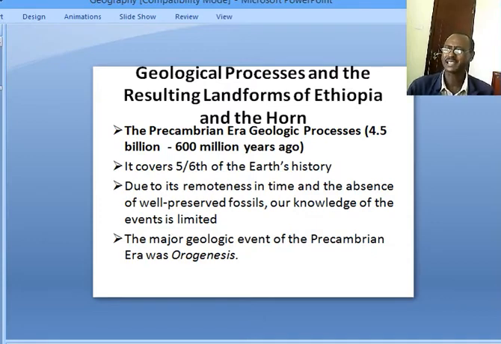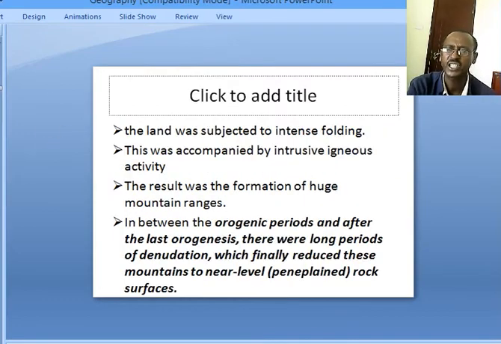In time and the absence of well-preserved fossils, our knowledge of the pre-events is limited. So a lot is not known about the Precambrian era. Simply what geographers know is that there was an ancient period without life, which we call the Precambrian. The major geological event observed during this era was orogenesis. Orogenesis means mountain formation, and it was seen in the Precambrian era.